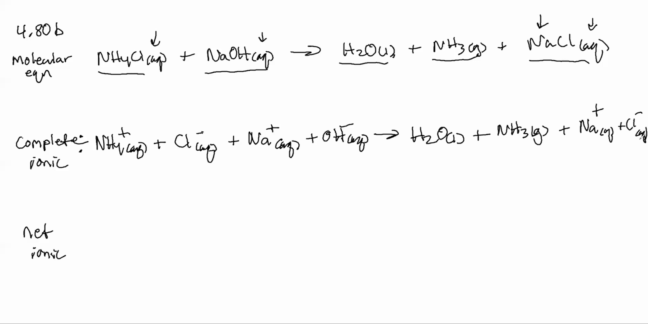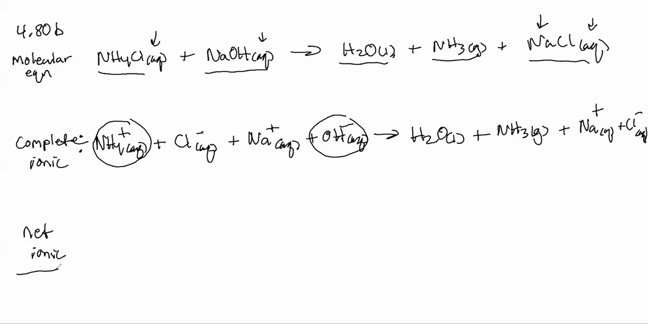This shows all of these are in solution. They're floating around. And what happens is these ions are going to come in contact, and they're going to produce something. And that's what my net ionic shows me. My net ionic shows me the actual reaction. It shows what ions are combining to produce something.